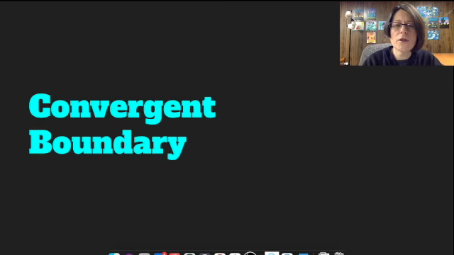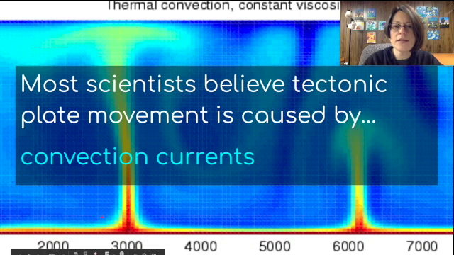So let's first talk about convergent boundaries, where the plates are coming together. Most scientists believe tectonic plate movement is caused by convection currents. And in the background here, in this picture, this is a model of convection currents in the mantle. The darker, redder colors mean that it's hotter. And so we see the red, and we see that as this goes up and forms kind of a mushroom, the colors get lighter and they start to curve and fall in a convection current movement. And there are two of these in this picture in the background.